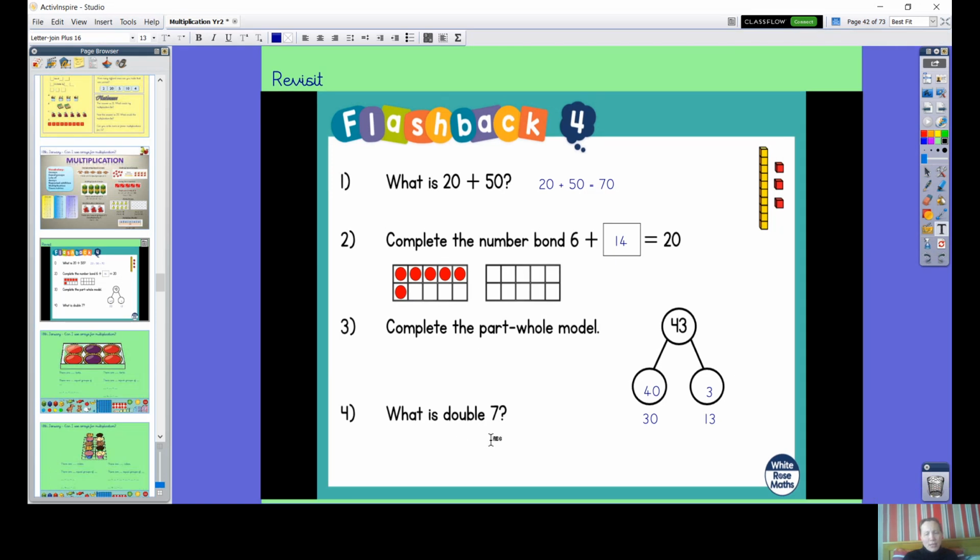Okay, so we've got double 7. Well, double 7 means 7 add 7. Or we could say 2 groups of 7. Either way, it gives us the same answer. Okay, so well done for warming up your maths brains.